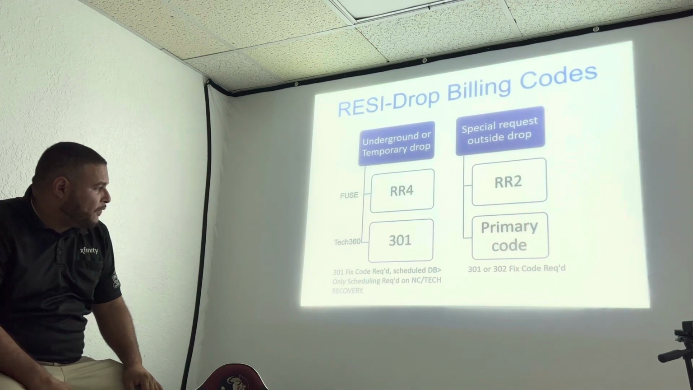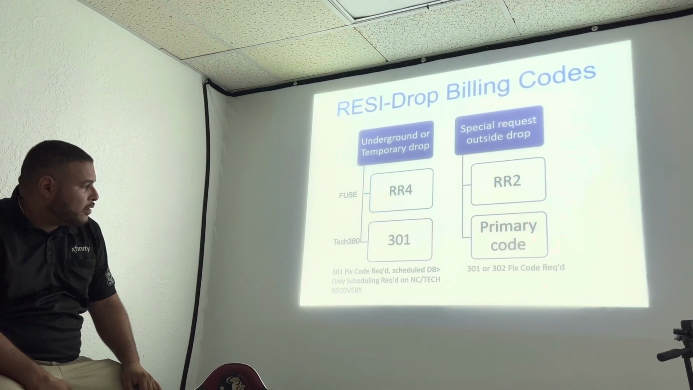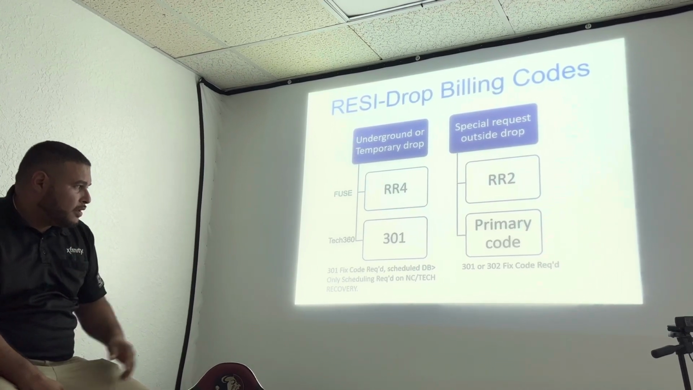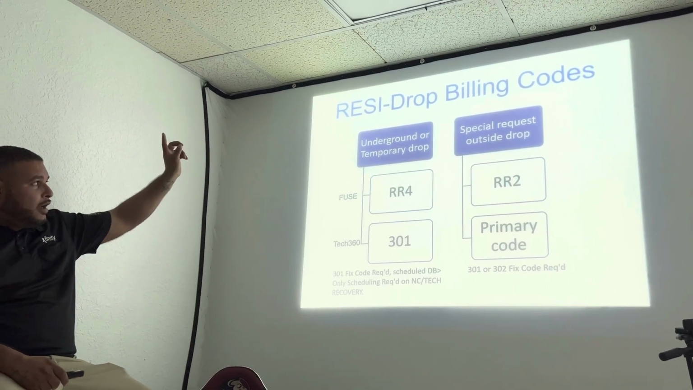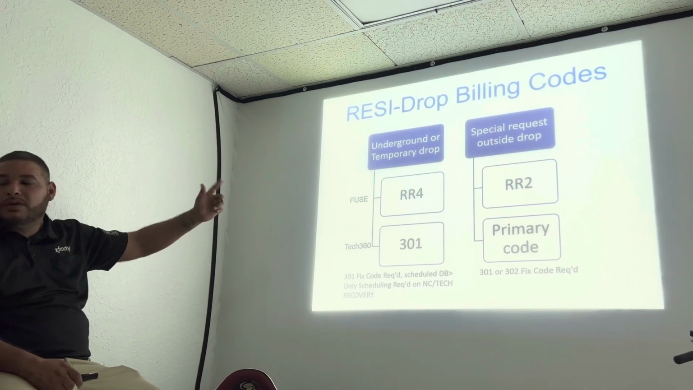So 301 fixed code requires an unscheduled drop bury on a scheduling request, like a new connect tech recovery. So anything like a new connect tech recovery, you gotta replace a drop. If it's underground, RR4 in Fuse and 301 when you're closing out the job.